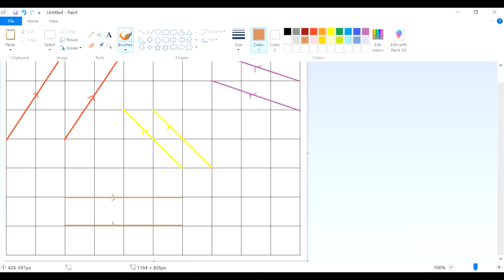Take note that your arrows don't have to be pointing in a specific direction as long as both arrows are pointing in the same direction.